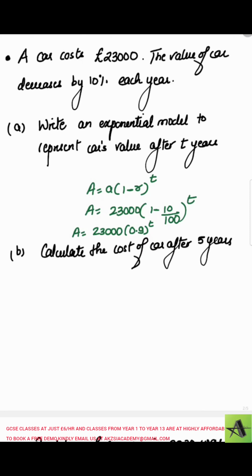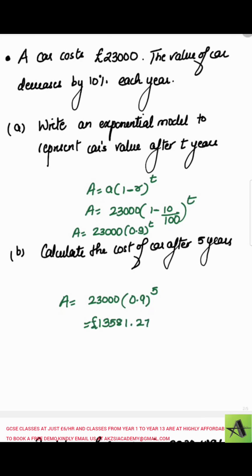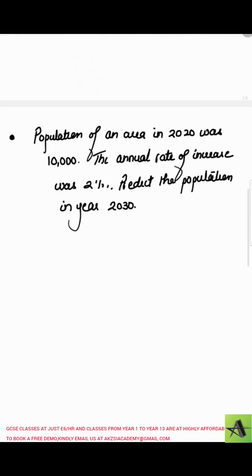Moving on to the next part: calculate the cost of the car after 5 years. We do have our model, which is 23,000 times 0.9 to the power of t, and t is the time, and in this case it's 5. So the final answer will be £13,581.27, and that will be the cost of the car after 5 years. Moving on to the next question.